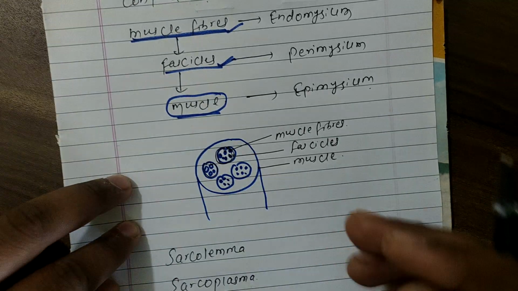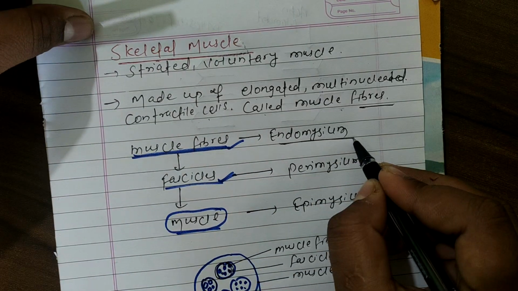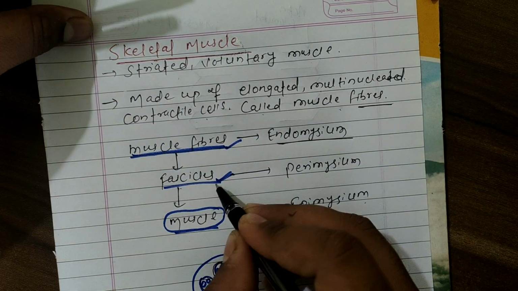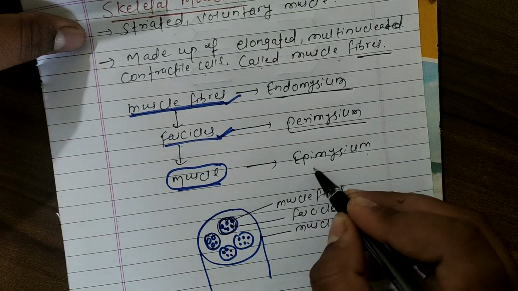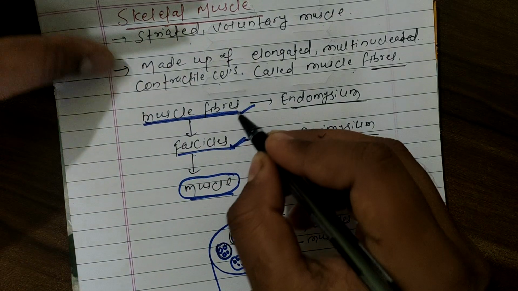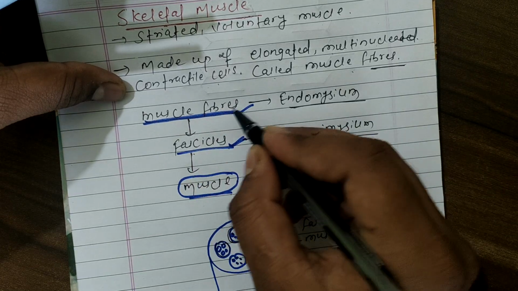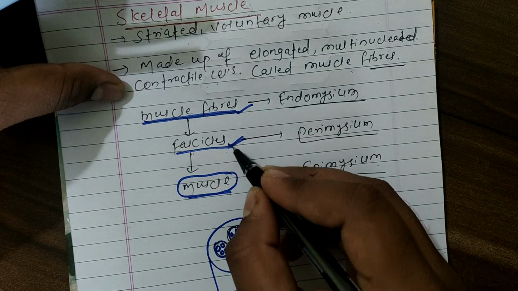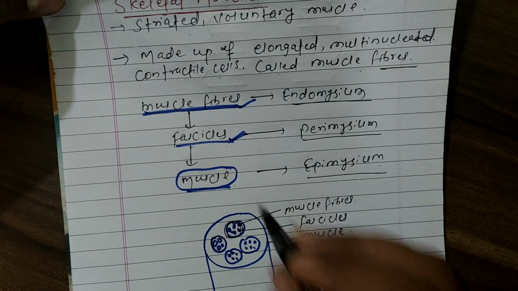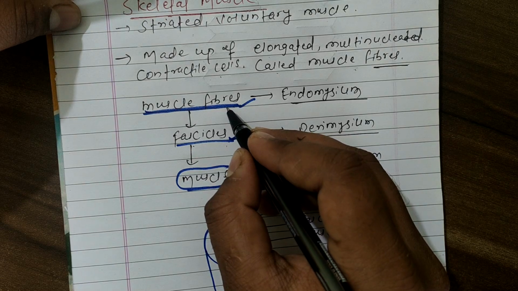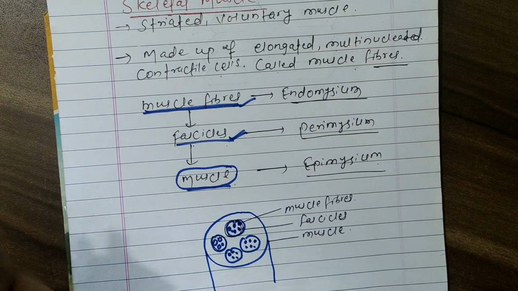Now let's see the coverings. The covering of the muscle fiber is known as the endomysium, the covering of the fascicles is the perimysium, and the covering of the muscle is the epimysium. So the smallest unit is the muscle fiber. Muscle fibers group together to form the fascicles, and the fascicles group together to form the muscle. So the muscle fiber is known as the structural unit of a skeletal muscle.